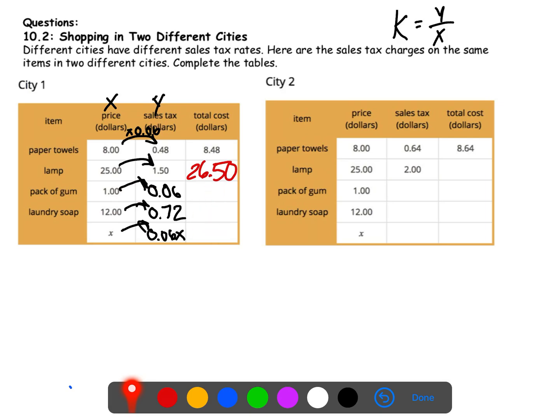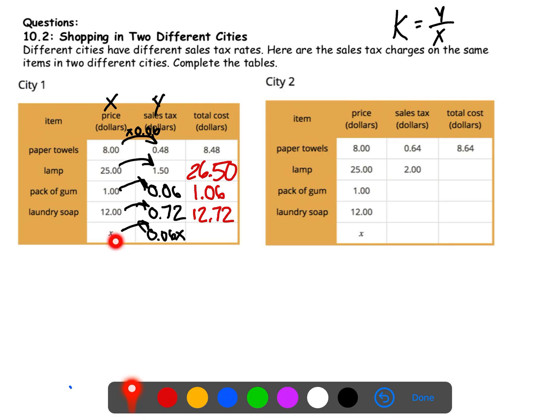And if we fill in the total costs, adding them together, we'd spend $1.06 for the pack of gum, and we'd pay $12.72 for the laundry soap. Now, there is a shortcut and a way to calculate the total cost altogether.